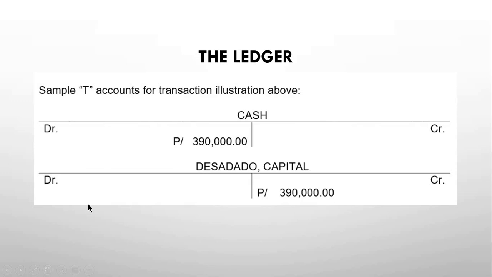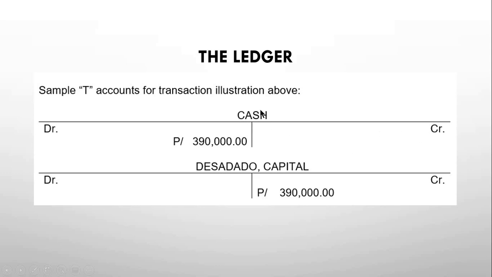For example, sample key accounts for transactions of the illustration, no? Yung kay Desadado. So, 'di ba? Sa cash, ito yung ledger ng cash. Okay? Ginawa natin siyang T account yung ledger niya, or naka T account form. Sa left debit, sa right credit, always 'yan.